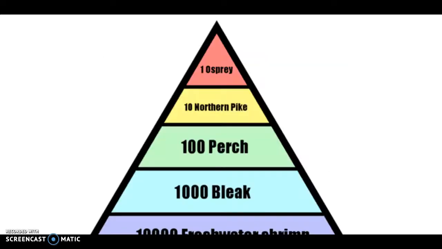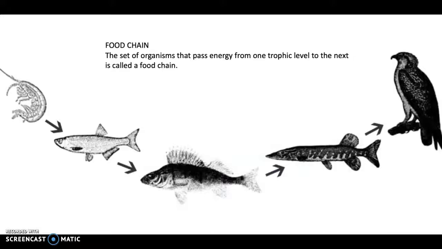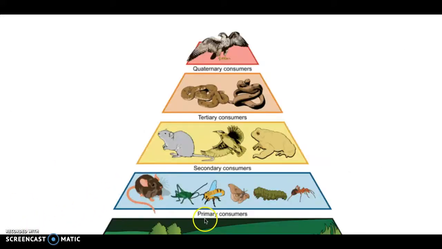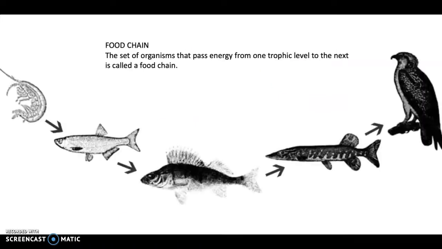All right. Sorry, let's go back here. So producers are always the first trophic level, right? Herbivores are going to be our second, and then carnivores or omnivores are going to be our next levels on the food pyramid. So here we have what we call a food chain. A food chain is a certain set of organisms that pass energy from one trophic level to the next.